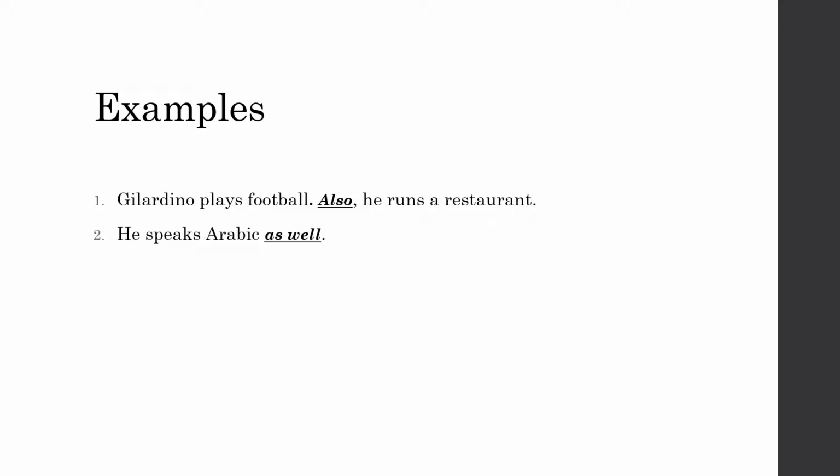Now I will provide you examples of the connectors in sentences. In the first sentence, we have also. Gilardino plays football, also he runs a restaurant. We use also to show that we are adding information, and also can be used in front or mid position, but not usually in end position. In the second sentence, we have as well. He speaks Arabic as well. As well is a similar connector to also, but it can only be used in end position.